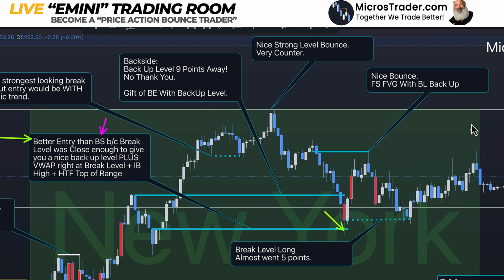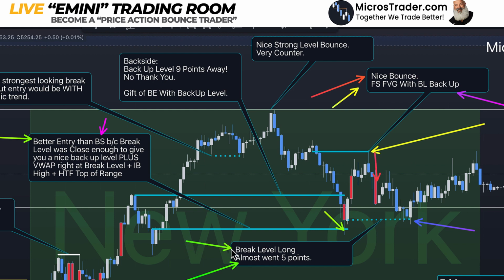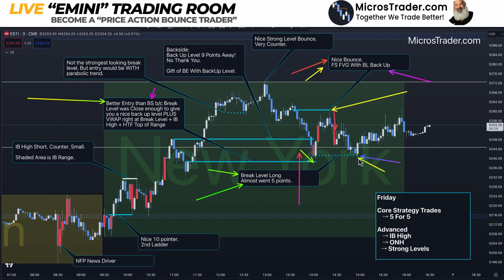And then we came up and had a perfect touch and go short, nice bounce, front side and a fair value gap with a break level backup. You always want a backup level. And then price came in, hit this break level again. I narrowed down to like a 30-second chart. You had a nice 5-point move, so you would have captured what you capture there. It came back, would have got you out of your runner on that, in my humble opinion, with our 3-contract system.